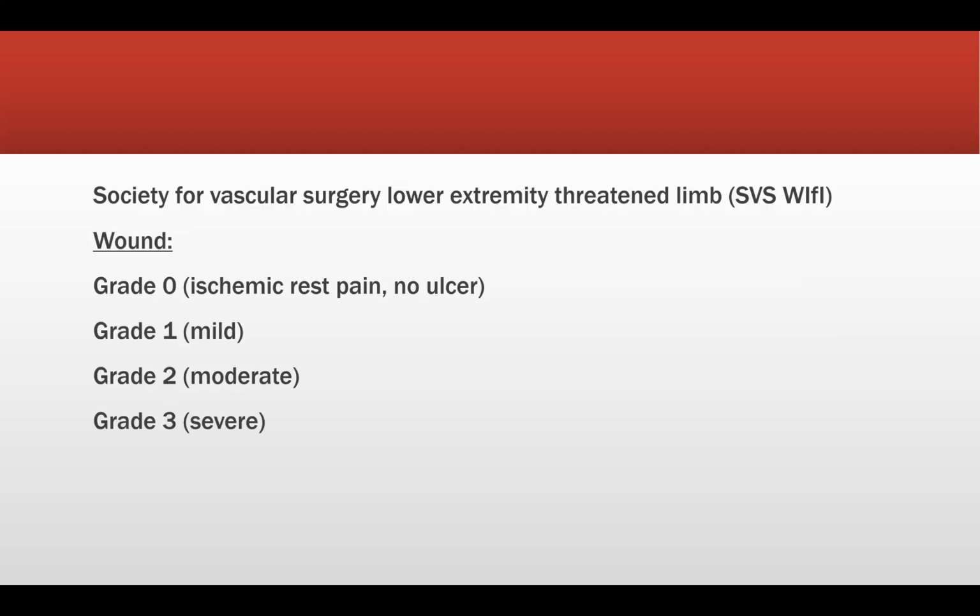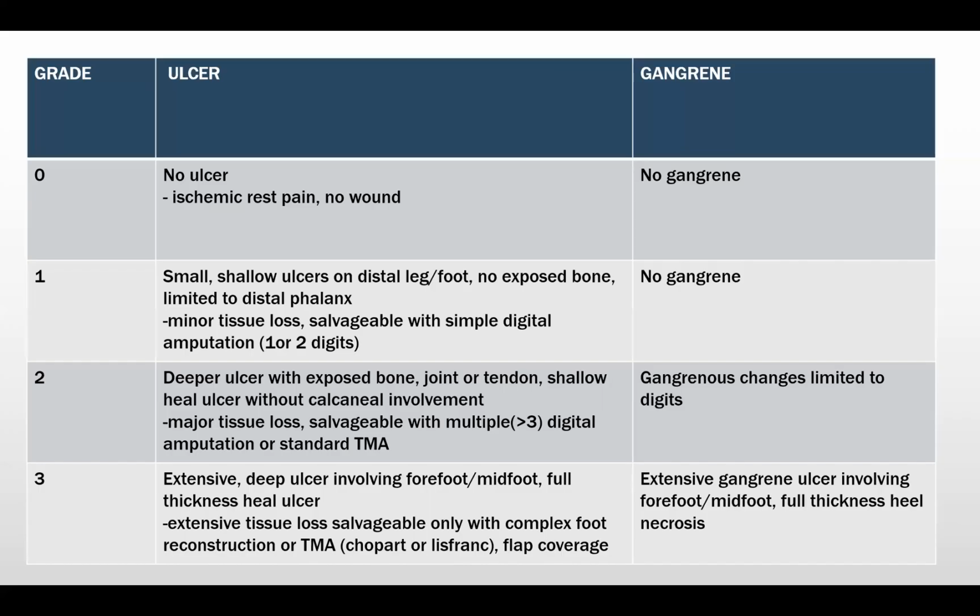The Society for Vascular Surgery Lower Extremity Threatened Limb classification, that is SVS WIFI, has classified wound, ischemia, and foot infection into 3 groups. In wound, it is classified as grade 0 when there is ischemic rest pain or no ulcer, grade 1 mild, grade 2 moderate, and grade 3 severe. In grade 0, there will be no ulcer, only ischemic rest pain with no wound, and no gangrene.